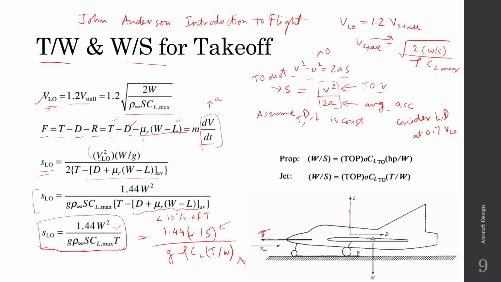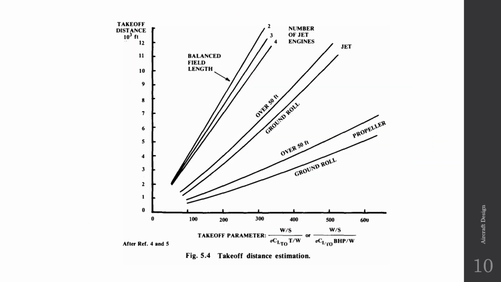Now, one important thing. In this takeoff distance calculation, you will find that G and the 1.44 terms are more or less constant. The other terms are variable. So these things you can collect and call it a takeoff parameter.